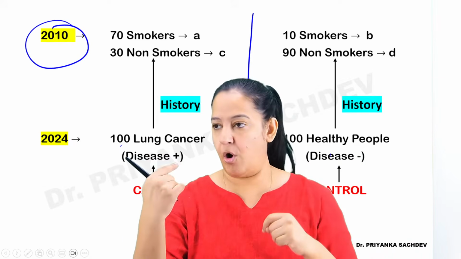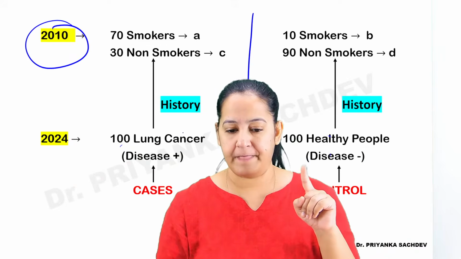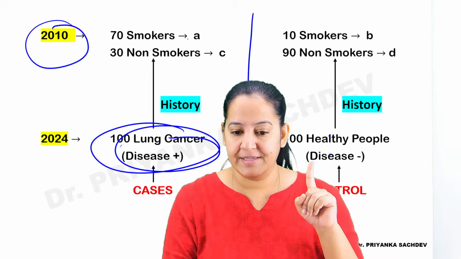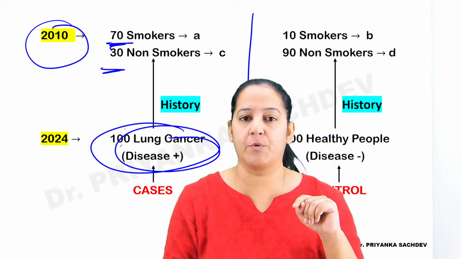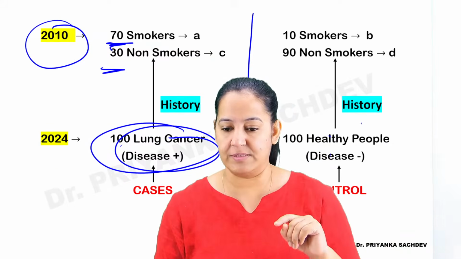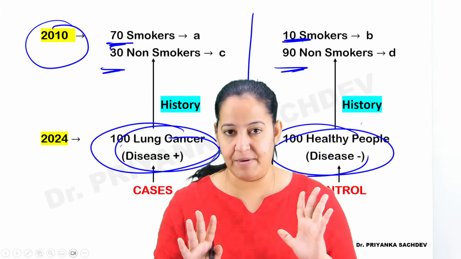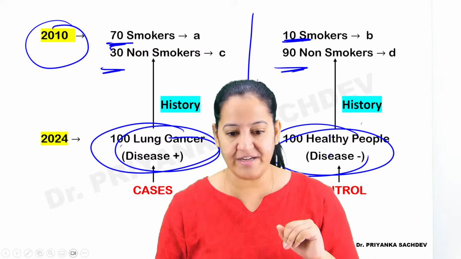Each and every one I will call and ask, do you smoke, do you smoke, do you smoke? Among the 100 lung cancer patients, 70 are smokers and 30 are non-smokers. Among these 100 controls, for example, only 10 smoke and 90 do not smoke. So can you calculate the exposure rate in both of them?